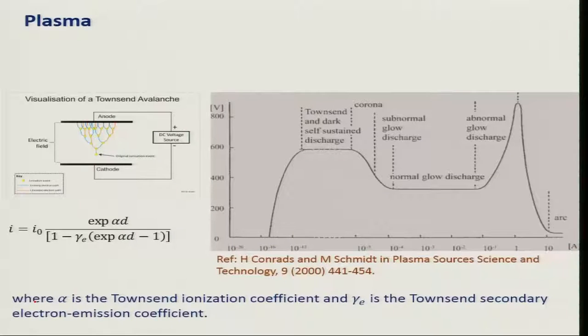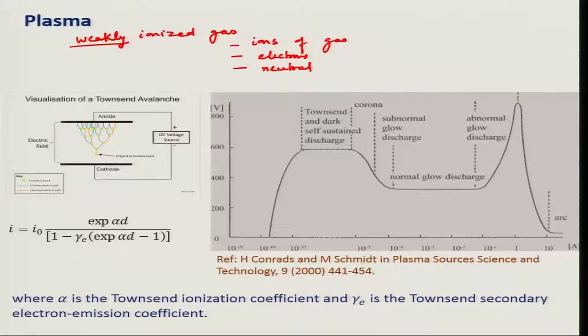Plasma can be defined as a weakly ionized gas. Let me write it down here. It is a weakly ionized gas. We will discuss the term weakly ionized later, but it is an ionized gas which consists of ions of the gas. It consists of electrons, and it also consists of some neutral species. These are the three main constituents of a plasma.